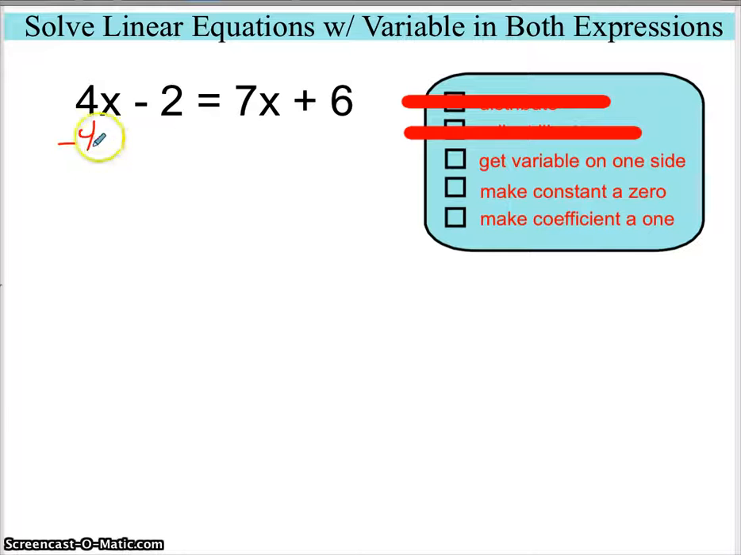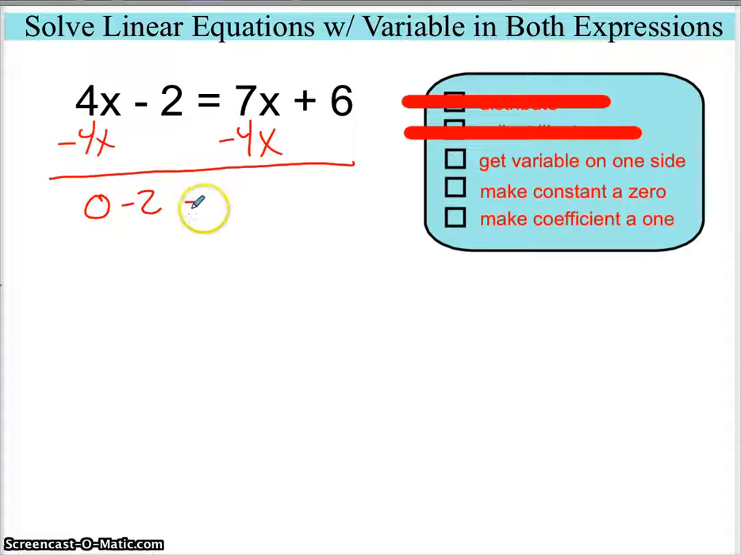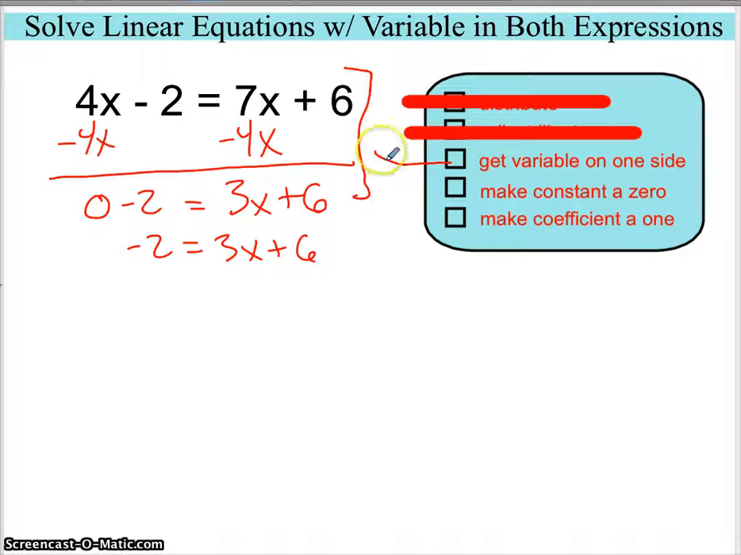So in this case, when I subtract 4x from both sides, this becomes a 0. And 7 minus 4 is positive 3x, and then plus 6. And that's what we want to get, that positive 3x right there. So that was the work. And then once we finish simplifying, 0 minus 2 is negative 2. And that right there is the process of getting our variable to one side.